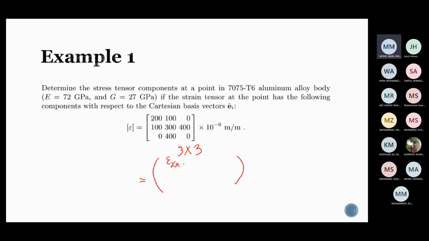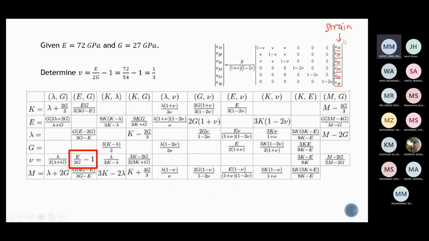So xx is here, yy is here, and zz is here. And then this is xy, this is xz, yx, yz, zx, and zy. So you just convert from this 3 by 3 matrix into a 6 by 1 matrix.